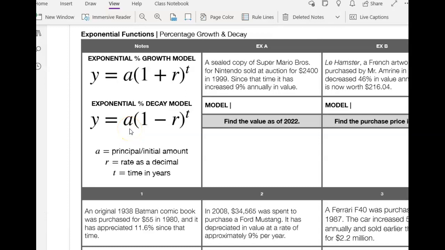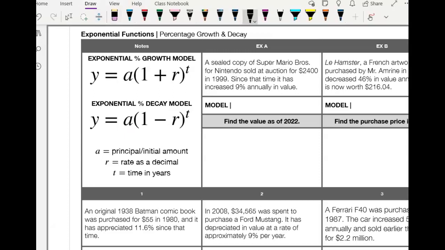Hey friends, Ms. Pariseau here for yet another lesson on exponential functions, but this time our focus is going to be on the percent growth and percent decay model. If you refer back to the previous video, we kind of introduced this idea.